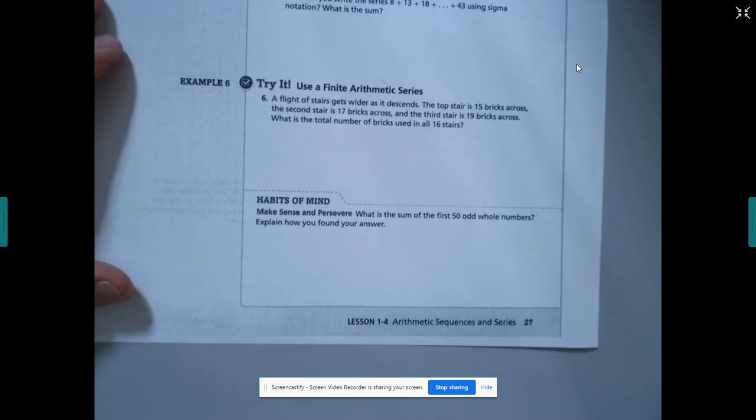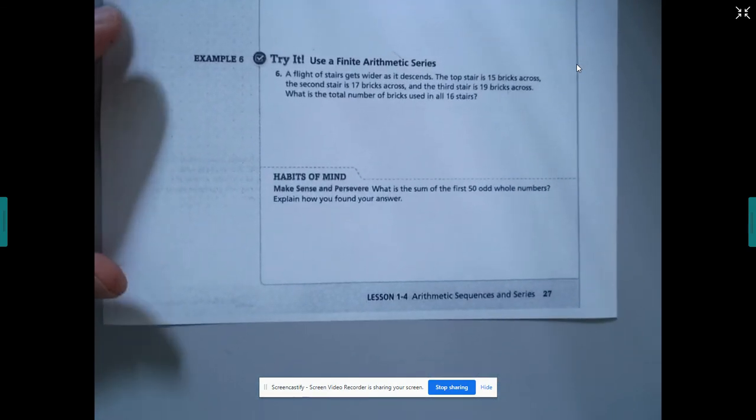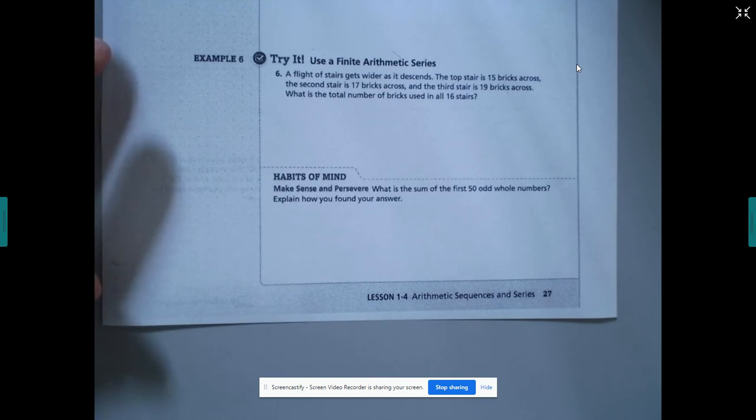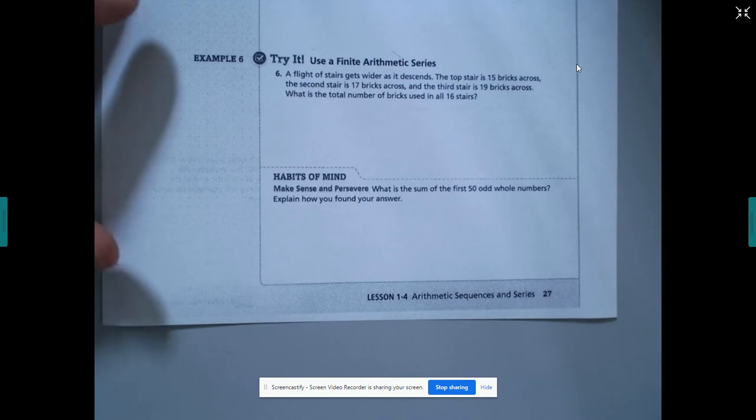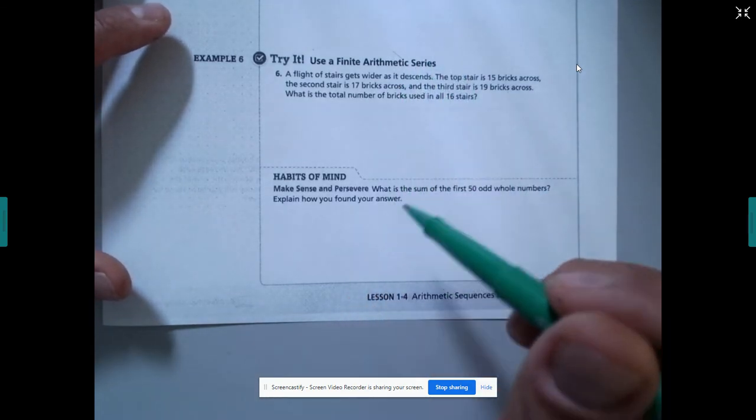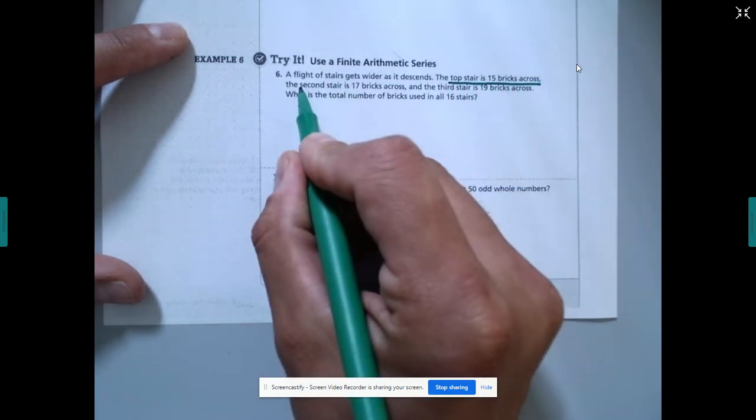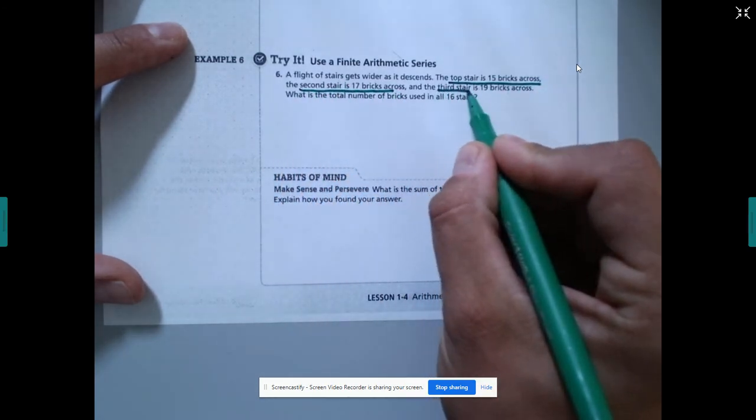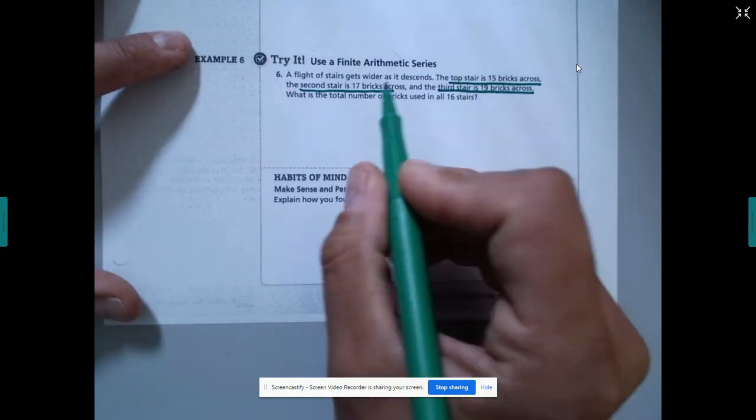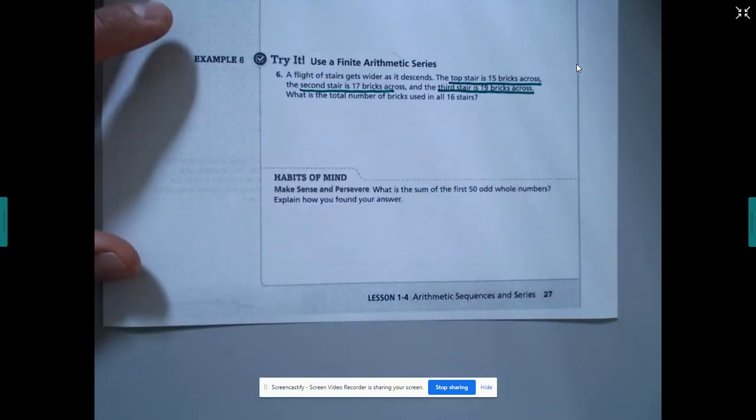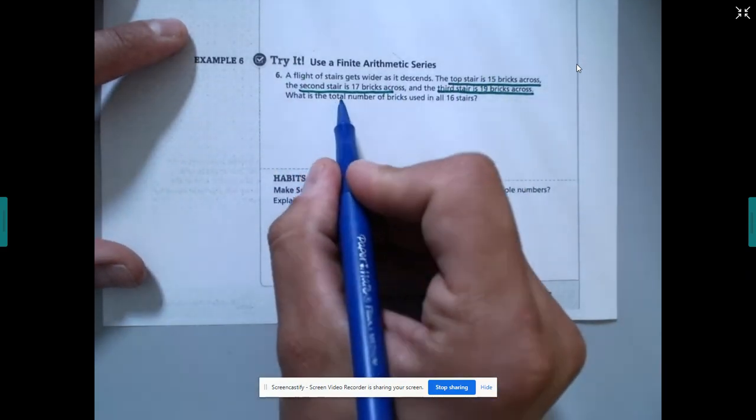Okay, the last problem that we are going to do is this one. This is the most complicated one, the hardest one, because now we're going to have to use both of those equations to get our final answer. So a flight of stairs gets wider as you go down. The top stair has 15. The second stair has 17. The third stair has 19 bricks. What is the total number of bricks used in all 16 stairs?